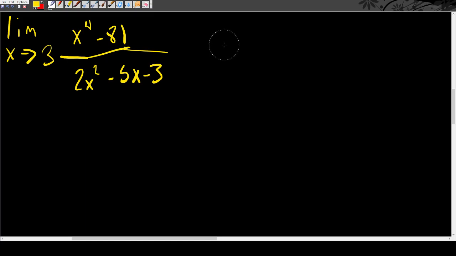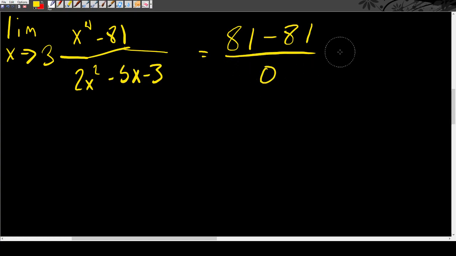So 3 to the 4th, let's see, 27 times 3 is 81. So 81 minus 81 over 2 to the, this is 9 times 18 minus 15 minus 3, over 0. So this is 0 over 0.